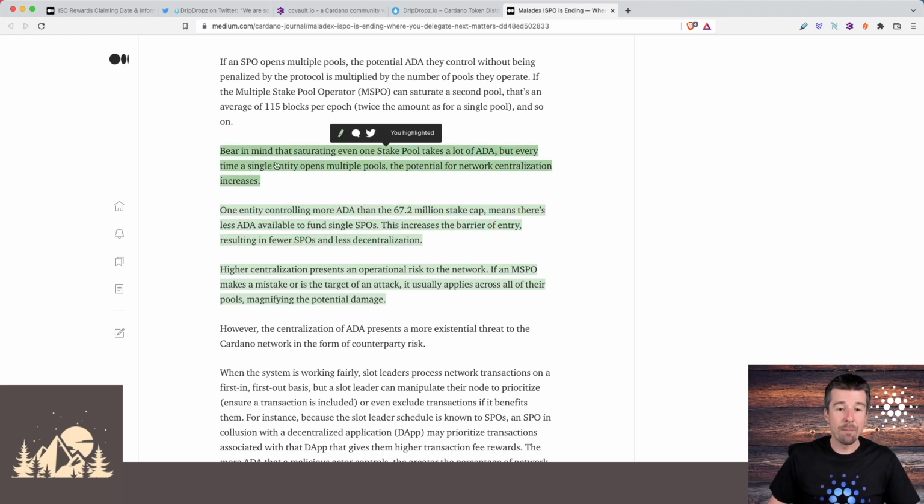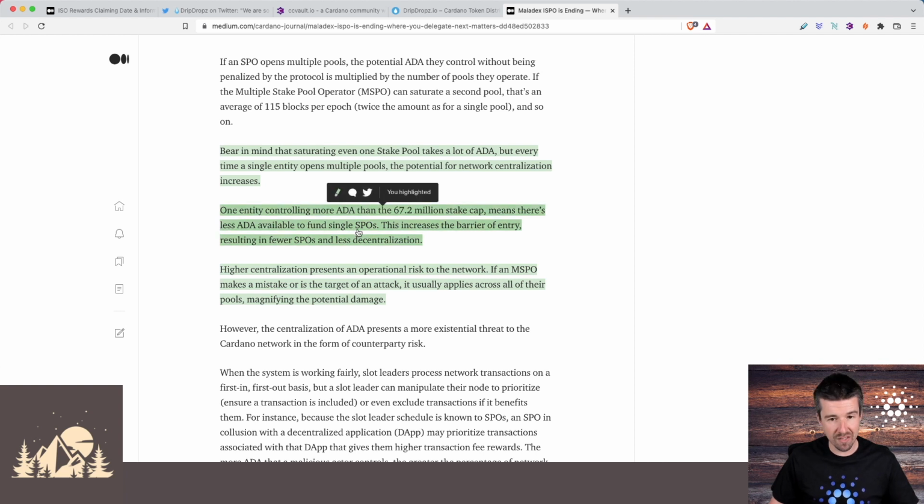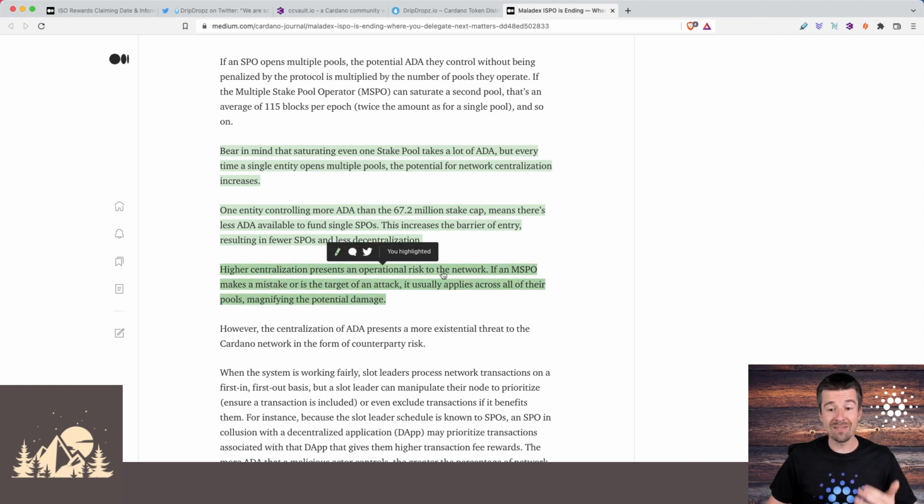So anyway, they say here, bear in mind that saturating even one stake pool takes a lot of ADA, but every time a single entity opens multiple pools, the potential for network centralization increases. Think of it this way. One entity or operator controlling more ADA than the 67.2 million stake cap means there's less ADA available to fund single stake pool operators, which obviously increases the barrier to entry, so we have fewer stake pool operators in general, and less decentralization. Less decentralization, and therefore higher centralization, is a higher operational risk to the network, because if a multi-stake pool operator makes a mistake or is a target of an attack, it usually applies to all of their pools, magnifying the potential damage.